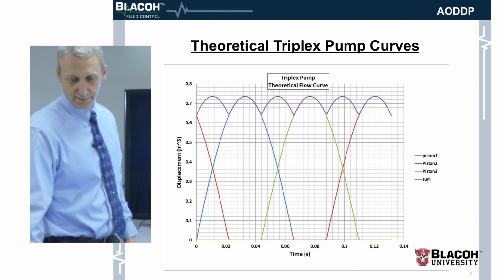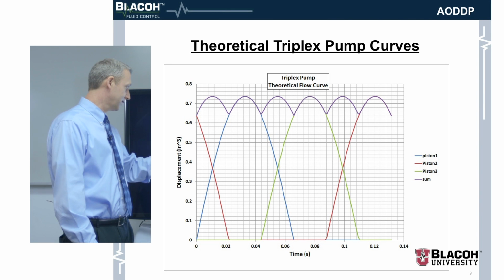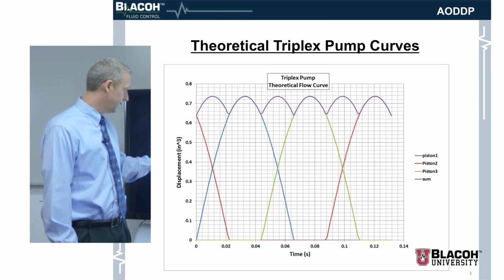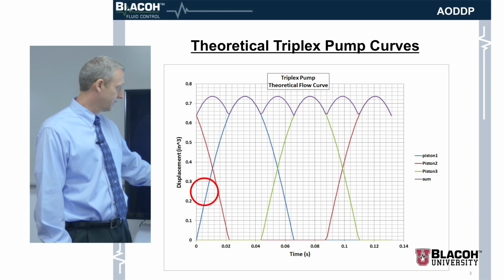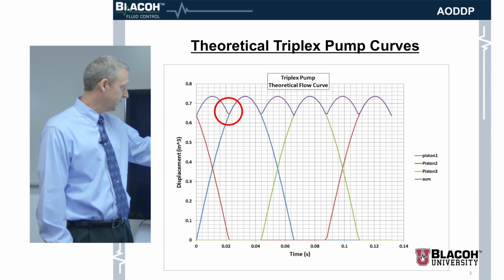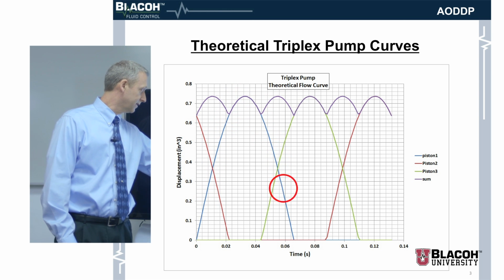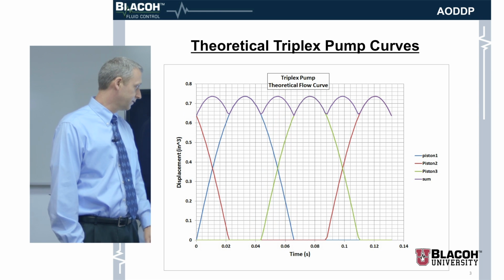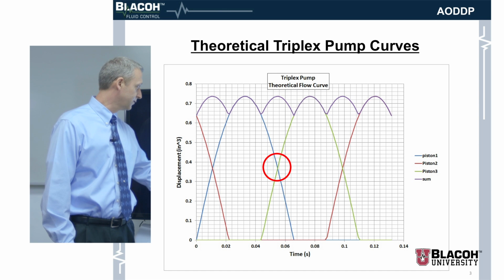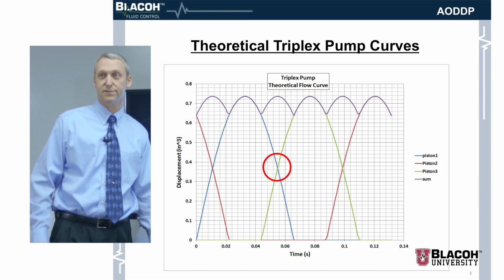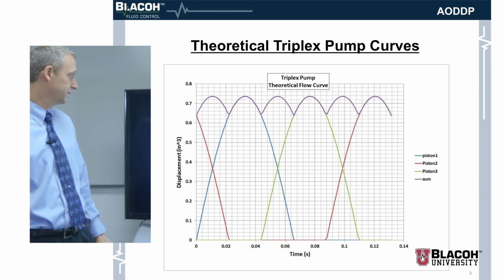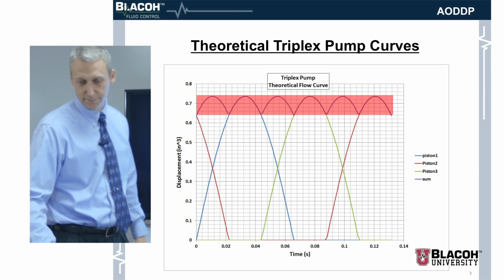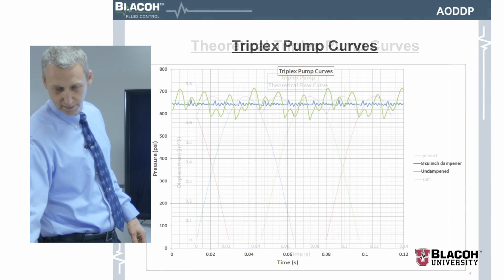If you look at a theoretical graph of what the 3 pistons will do, you have one piston starting to put out flow, and then it peaks and then finishes. But the next piston starts on the downward stroke here. So you have this overlap. So you actually get 6 pulses for a 3-piston pump. But they're not super huge for the pump size. So that's a theoretical curve.